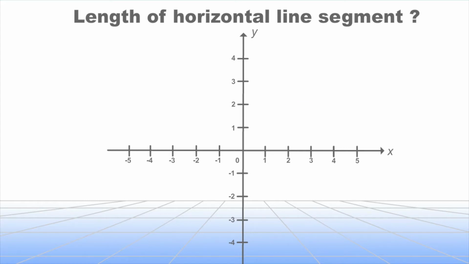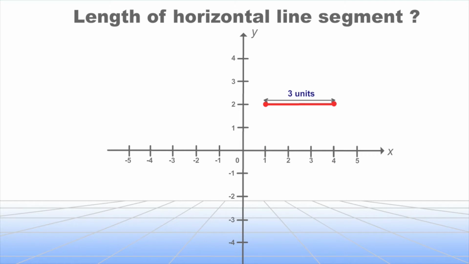First, let us look at this horizontal line segment. We can find its length by counting the number of units. For this line segment, we can see that there are 1, 2, and 3 units between x equals 1 and x equals 4. Hence, the length should be 3 units.